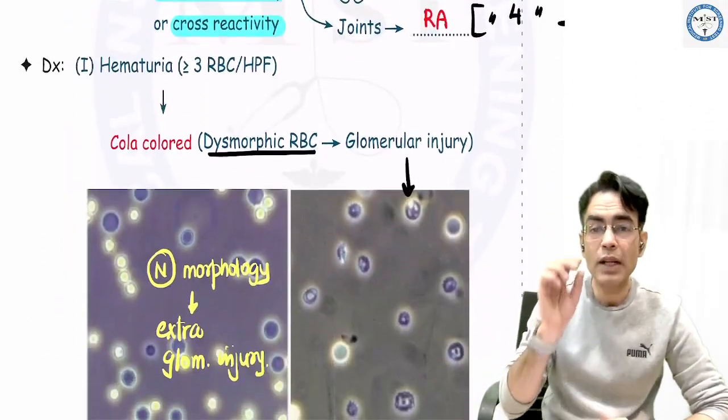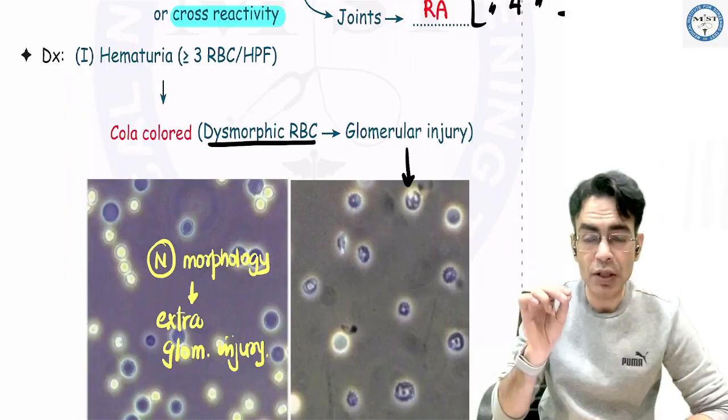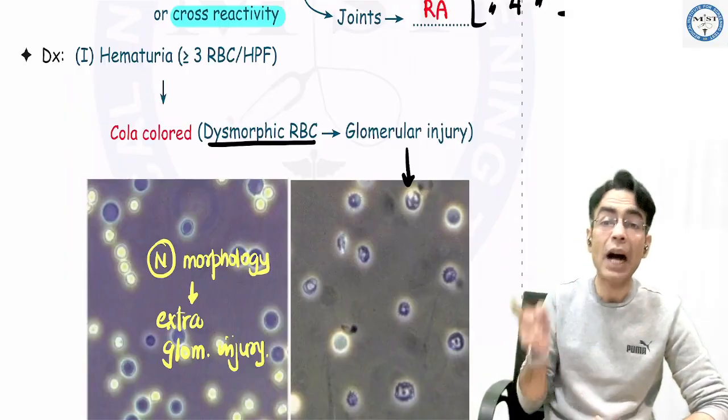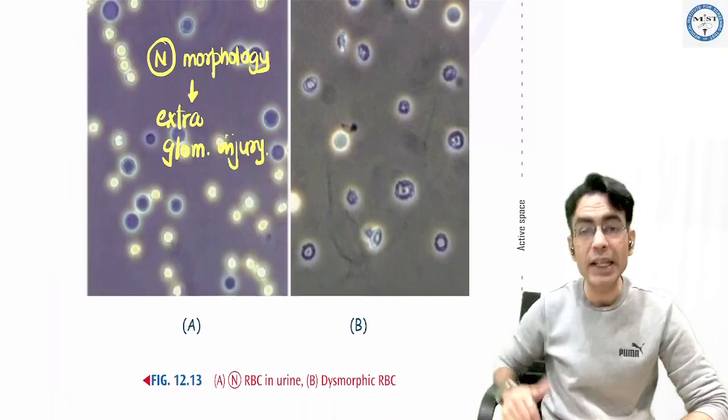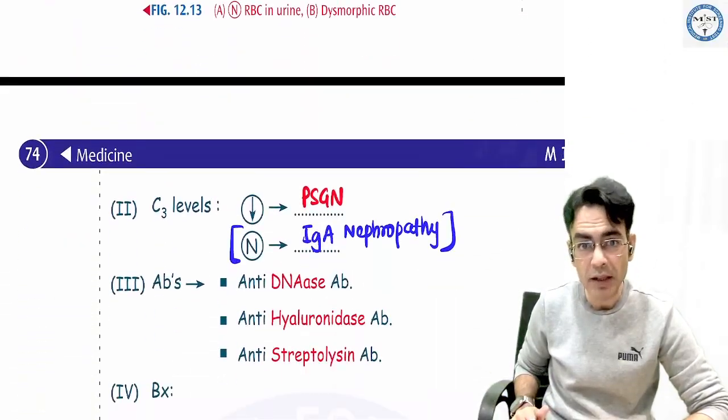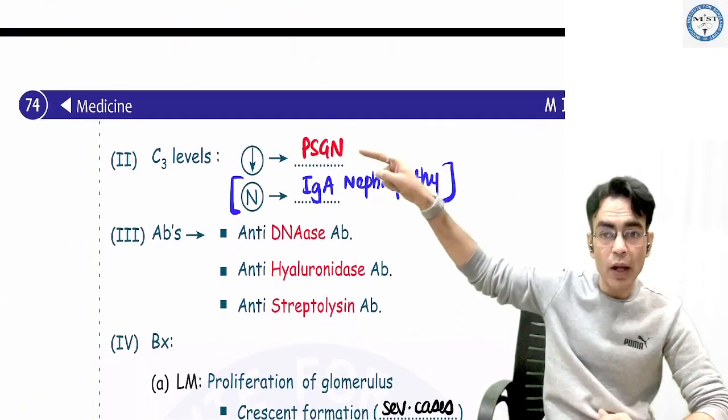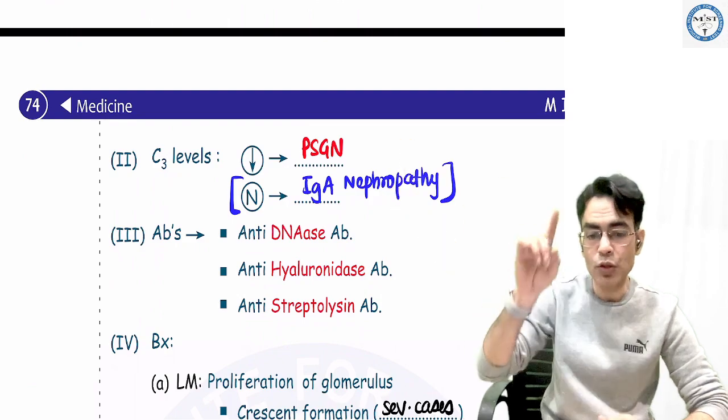What will the patient have? Cola colored urine. This happens after the infection, but it takes 7 to 10 days to 14 days to develop. So if complement levels are low and hematuria is happening, it will be PSGN.